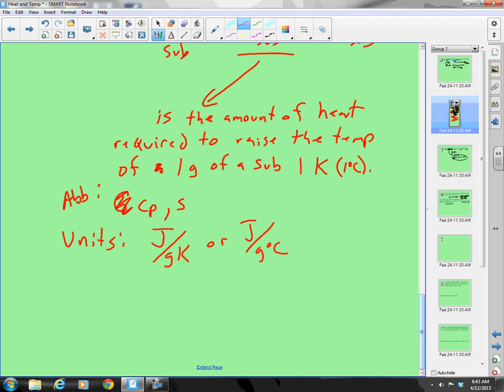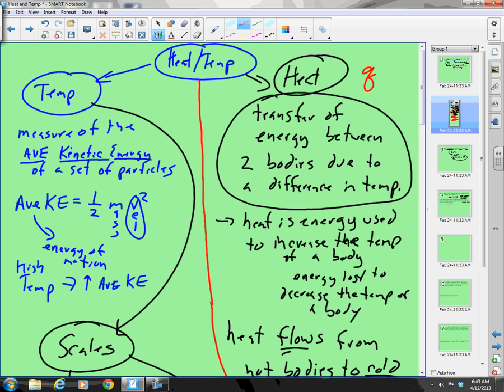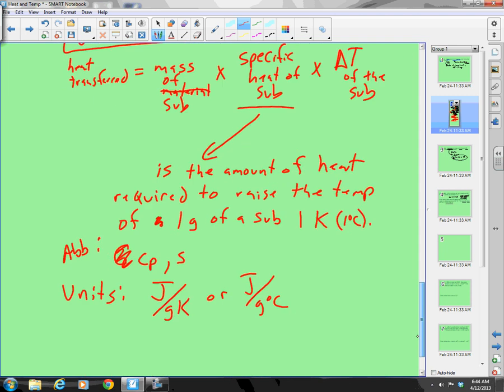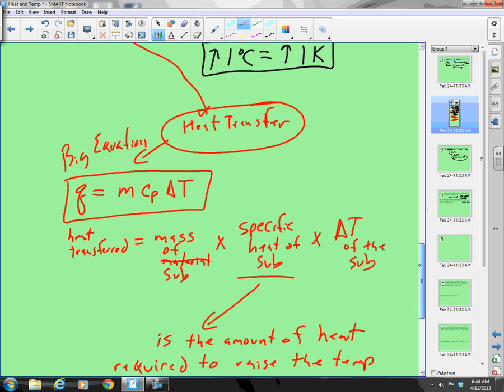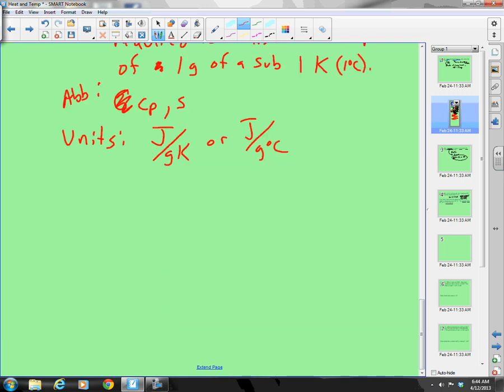What's this joule thing? Got to go back up to heat. What are the units of heat? Units of heat are the joule, known as a J. So the units of heat are a joule, and the abbreviation of heat is Q. Okay, so there we go. The amount of heat transferred is equal to mass times C sub P times delta T. Now, one other thing about specific heat.